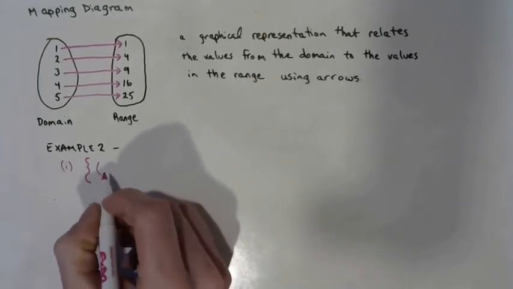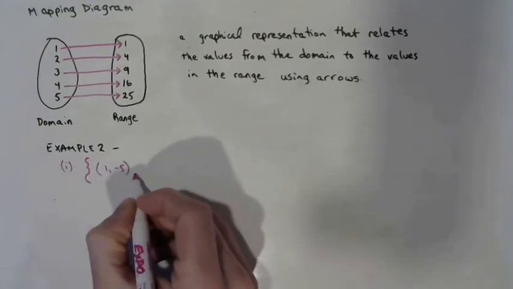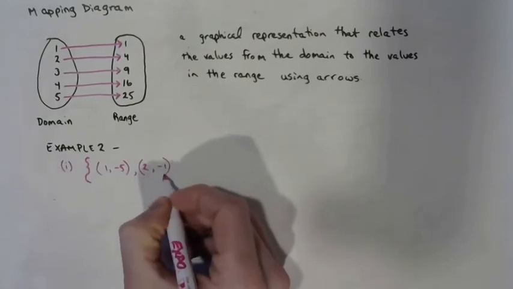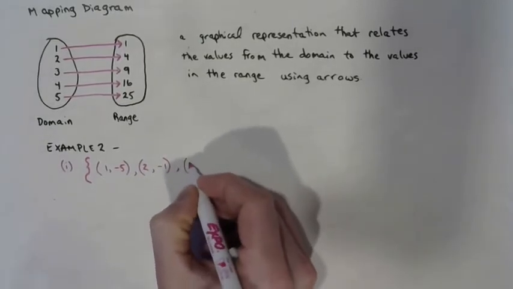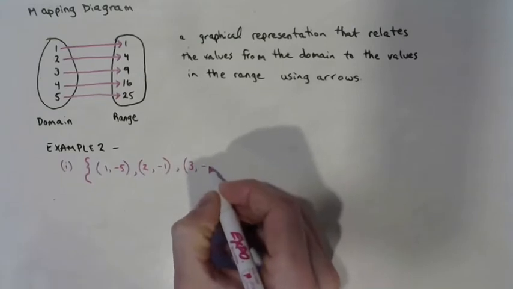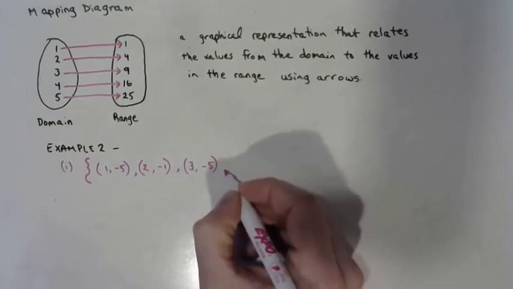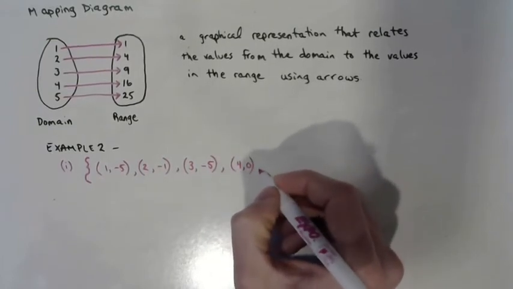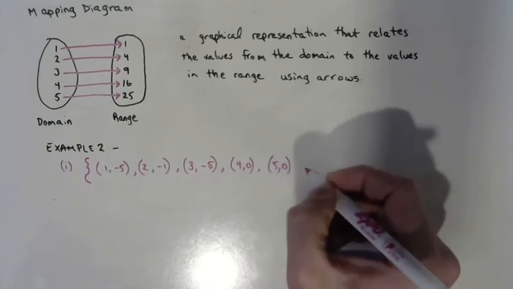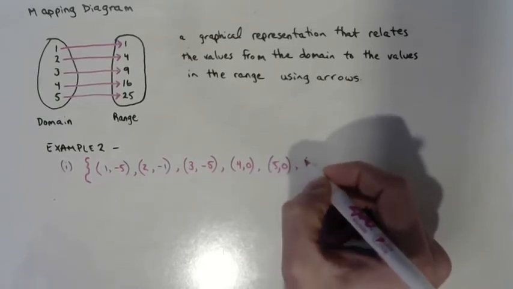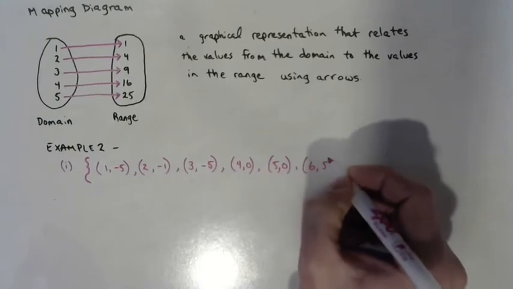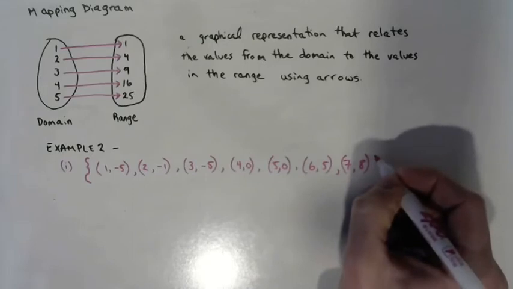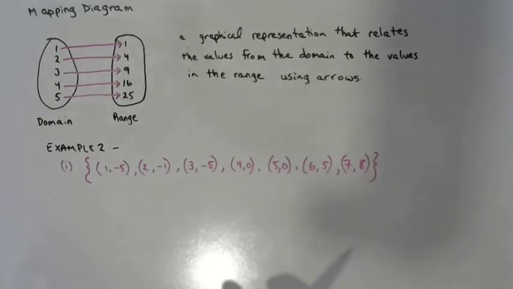and then within there, we're going to have all of our ordered pairs. So I see that 1 maps to -5. Then we have 2. It maps to -1. 3 maps to -5. Okay. 4 maps to 0. 5 also maps to 0. That's okay though. 6 maps to 5. And 7 maps to 8. And I'm going to close the set with another squiggly bracket.